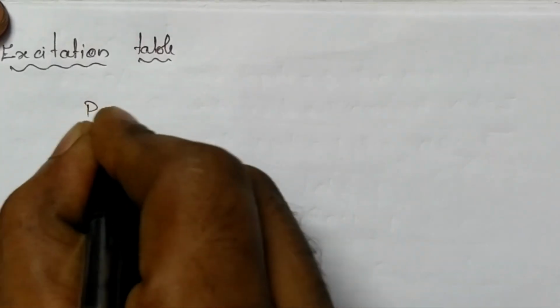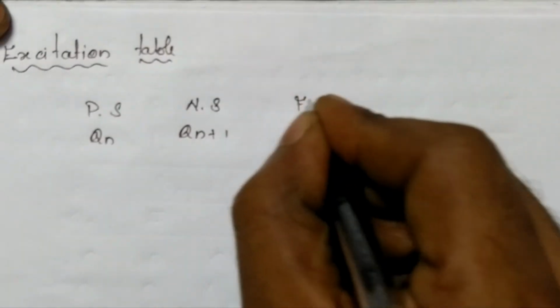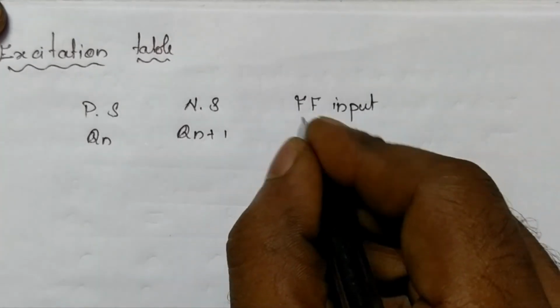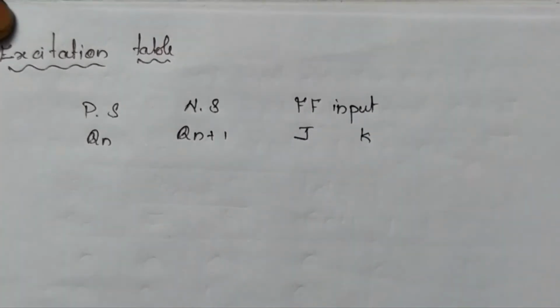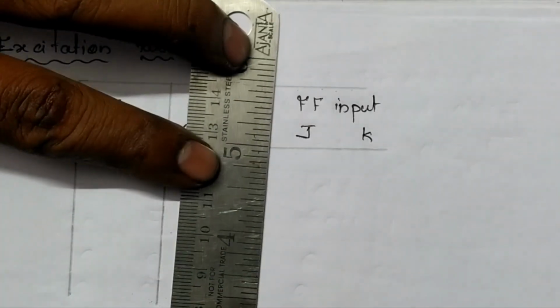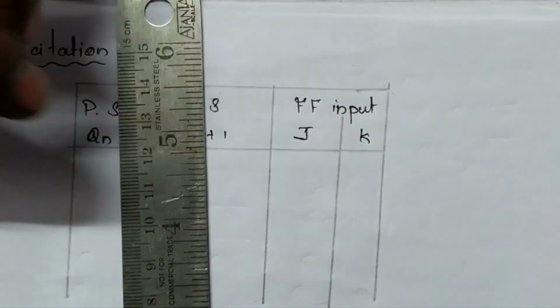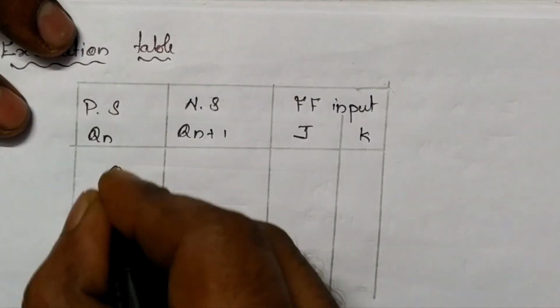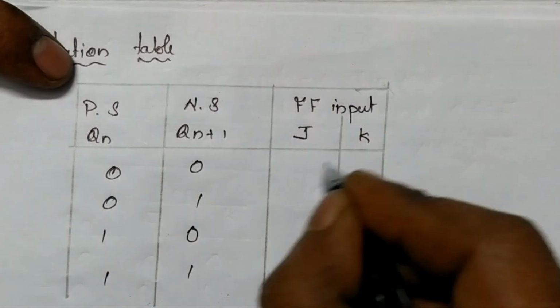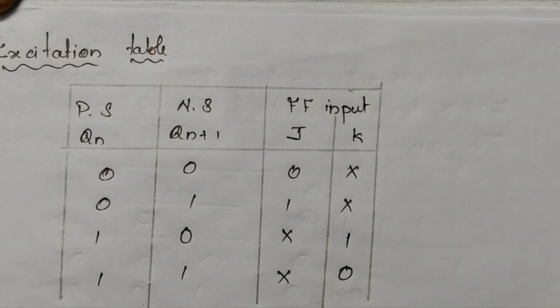So here first one is the present state Q N, the next state Q N plus 1 and the flip-flop inputs, which are nothing but J and K. So here it's 0 0, 0 1, 1 0, 1 1, respective J K values are 0, don't care, 1, don't care, don't care, 1, don't care, 0. This is the excitation table of the JK flip-flop.